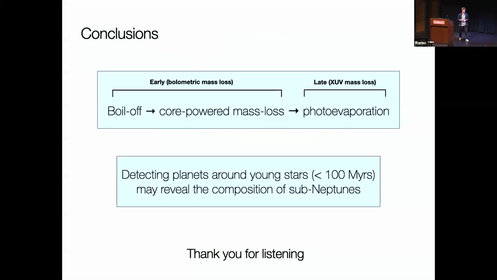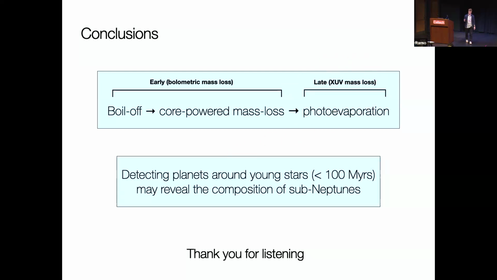I've gone really, really quick through that talk. So my main takeaways, firstly, are that core-powered mass loss is not core-powered, it's bolometrically powered. The second is that we think that for most sub-Neptunes, this is the evolutionary timeline that one would expect for a gas dwarf model of a sub-Neptune. So boil-off during disk dispersal, core-powered mass loss continues that, and then after that we expect XUV mass loss.